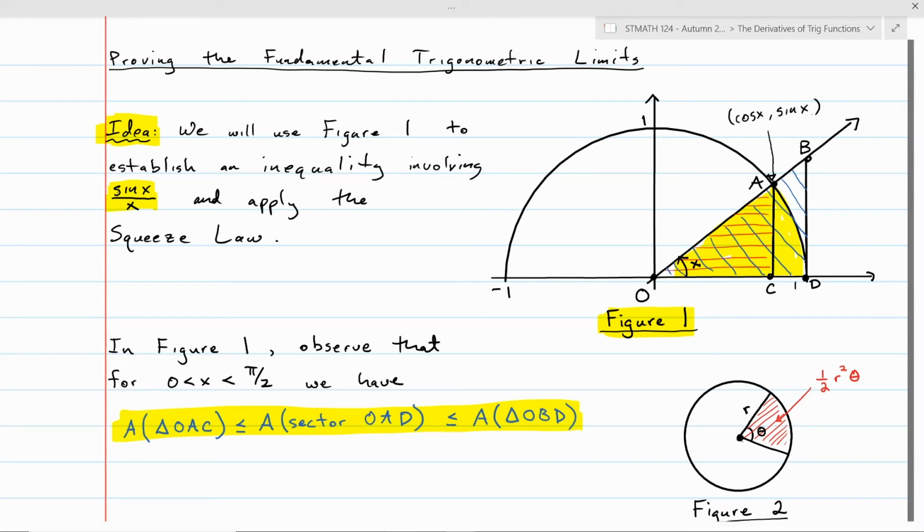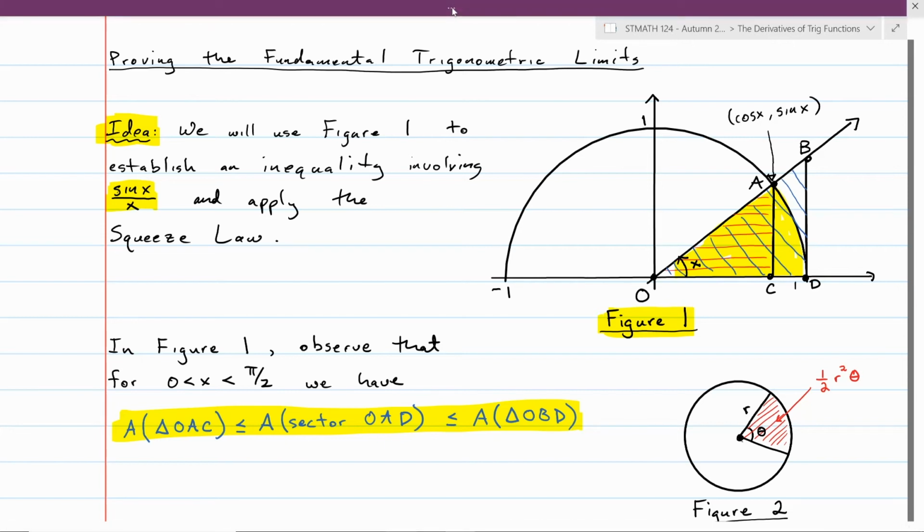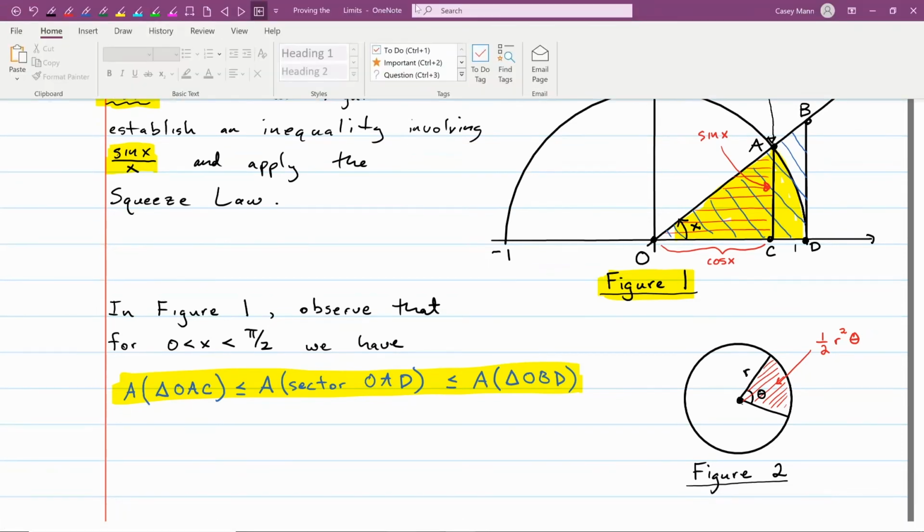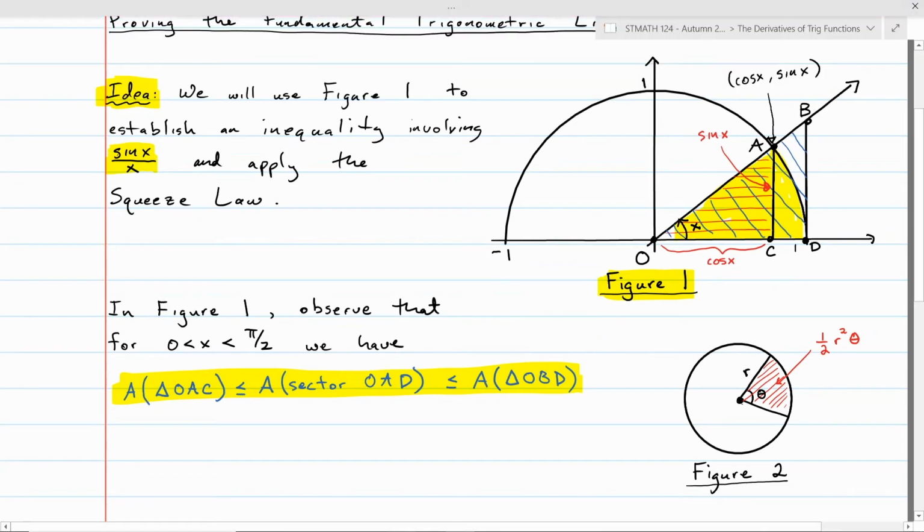So that means that the horizontal side of that smaller triangle, OC, is cosine of x, and then the vertical side would be sine of x. So that line segment AC has length sine of x. And that's a right triangle. Maybe I didn't depict it there in the figure, but yeah, these are right angles here and here.